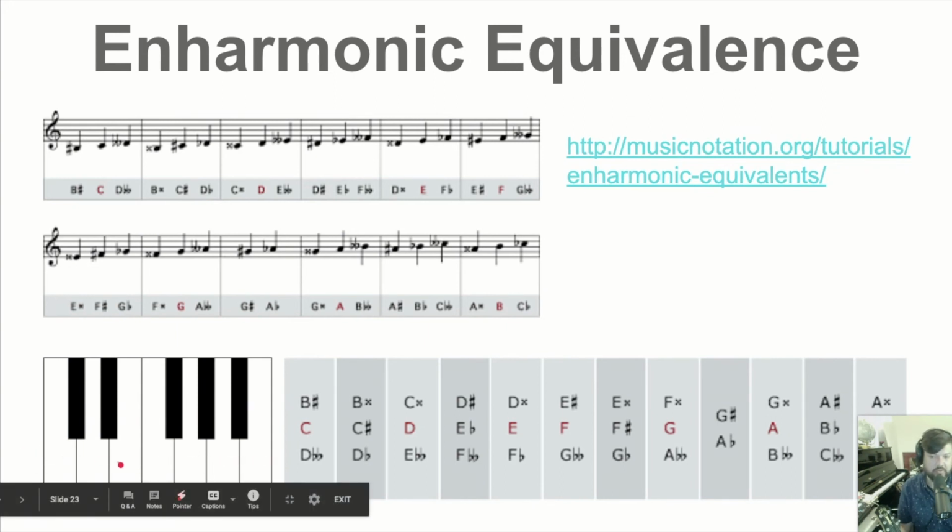You have 1, 2, 3, 4, 5, 6, 7. Those are just the letters of the alphabet. C, starting here on C, C, D, E, F, G, and then it just starts over A, B. And then if we had another note right here, it would be C, right? So here's the 7 letter names, and then here are the in-between notes. And they have a couple names.